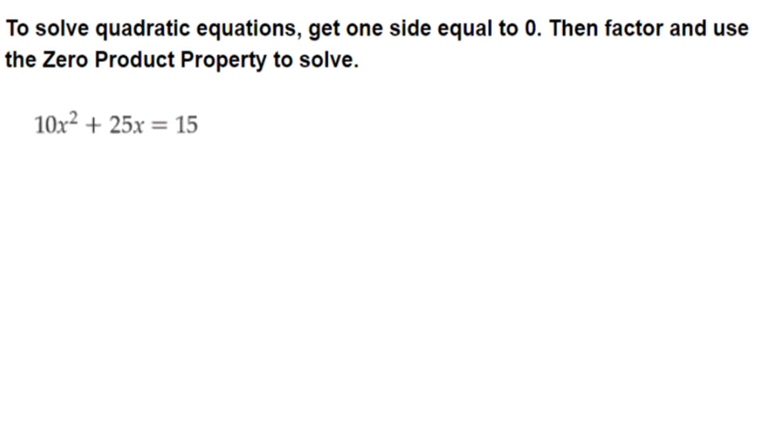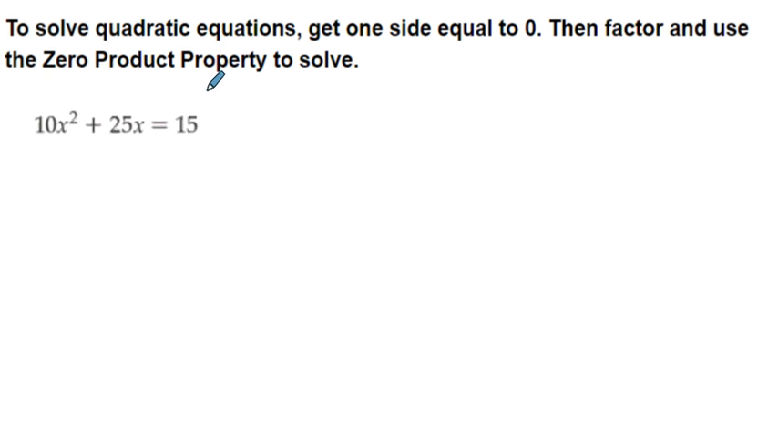But this one is one of the more advanced videos. And what we got here, right? It says to solve quadratic equations, get one side equal to 0, then factor and use the zero product property to solve. So now we actually have a situation where we don't have a side that's already at 0. We've got 10x squared plus 25x on one side, and we have 15 on the other. And so what we want to do is get everything over to one side.